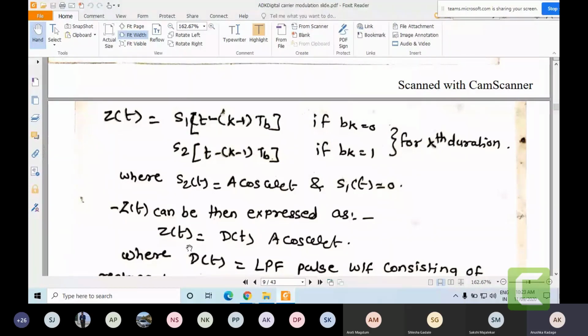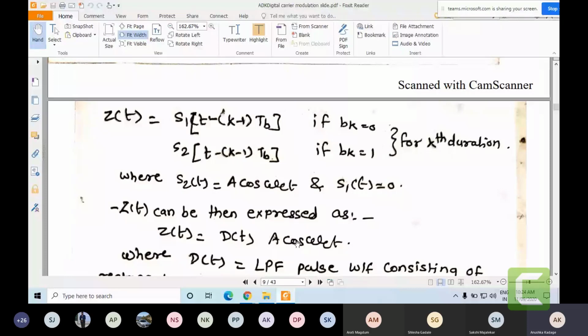Once again I will repeat the statement. For the transmitter block diagram of the ASK modulation, we will have a product modulator block. And for the product modulator block, we will be having two inputs. One is d(t) and other one is A cos(ωct). But now we will understand what is this d(t) and what is the nature of this A cos(ωct) signal.